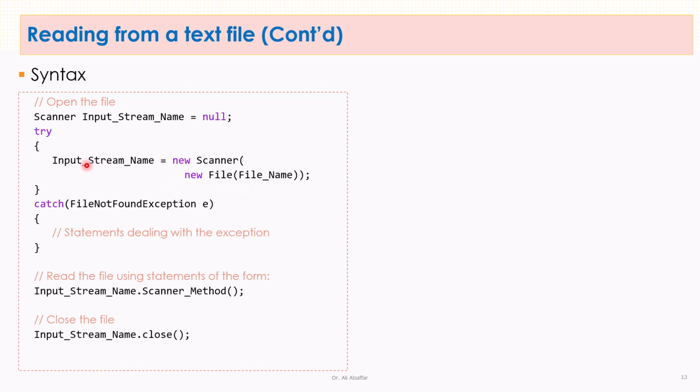If the opening is successful, then we will go to step 2 and read from the file. And if there is an exception raised by the Scanner object, then it will be caught by the catch block as a FileNotFoundException. And inside this block, you write the necessary statements to deal with the exception. When you open the file successfully, step 2 is reading from the file. And to read from the file, you use the Scanner methods that we have used previously with the keyboard to read the data from the file. And after finishing reading, step 3 is to close the file.